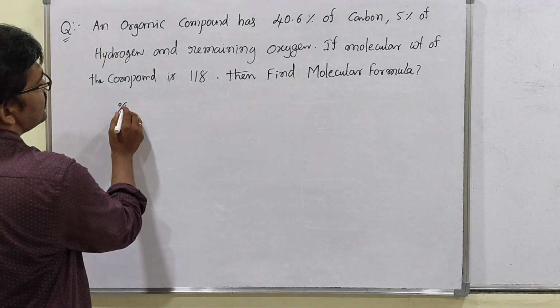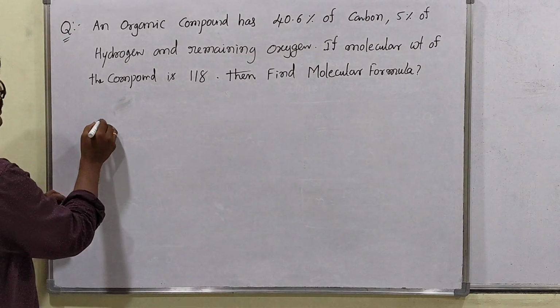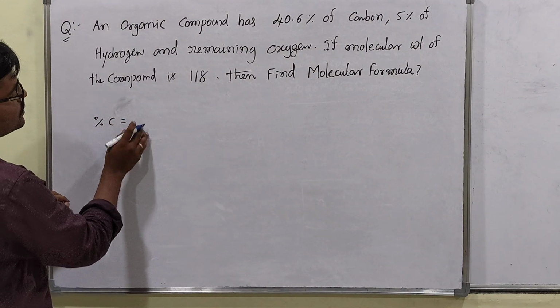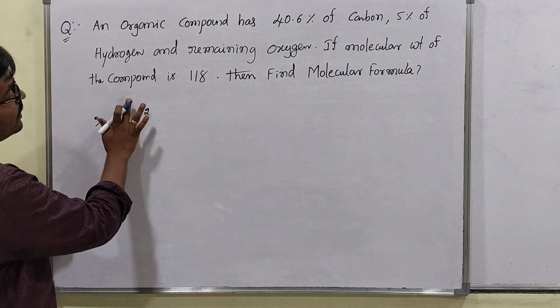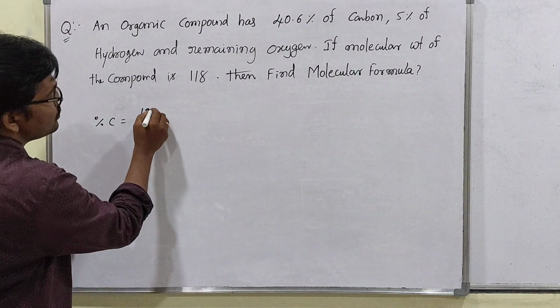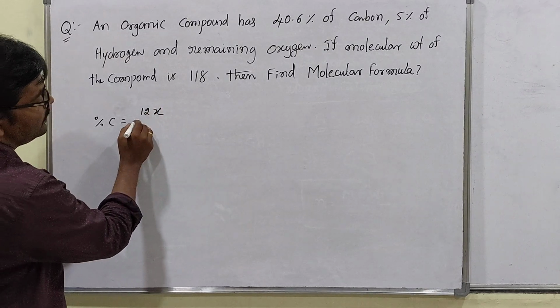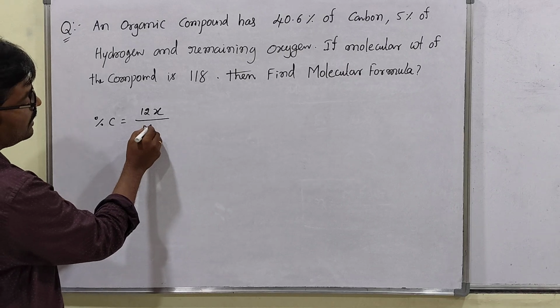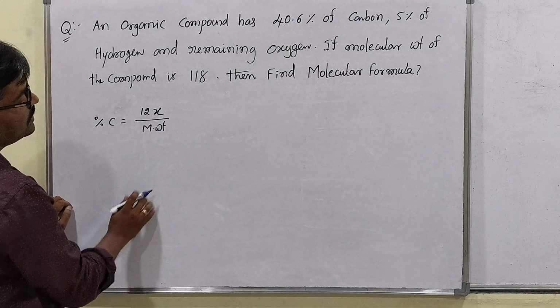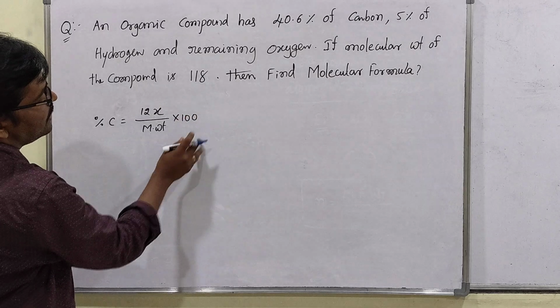Percentage of carbon is equal to the mass of carbon, that is 12, then how many carbon atoms are there, we don't know, right? So that you have to take as X, then divided by the molecular weight of the compound, into 100. Like this you have to take.